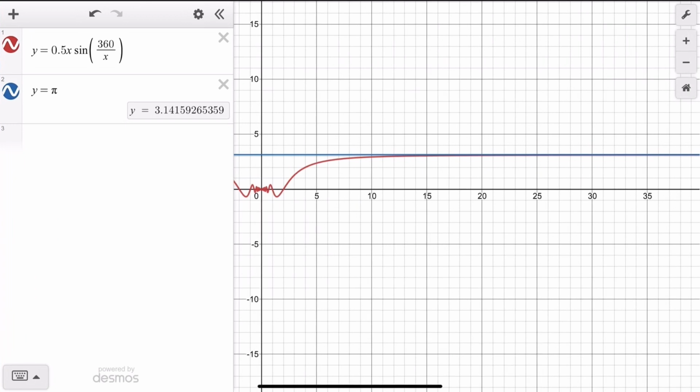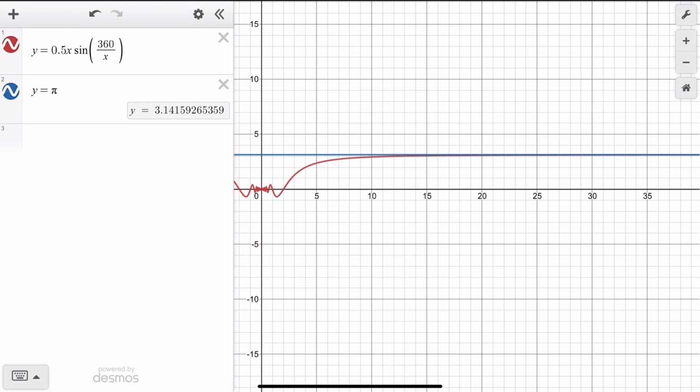So I thought it would be interesting as well to look at this graphically, just so it's easier to understand. We have 2 graphs, or 2 lines here. We have the blue line, that's y equals pi, and the red line or curve, that's half x sine 360 over x. So that's probably familiar. It's exactly what we just used. Before we had the area of the polygon as half n sine 360 over n. We just swapped out n for x here.